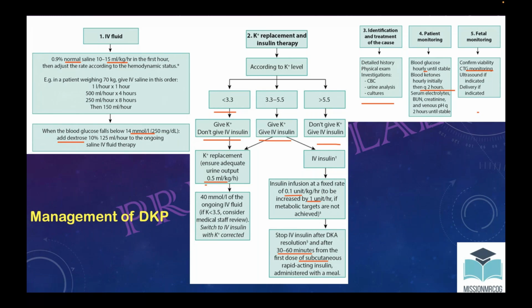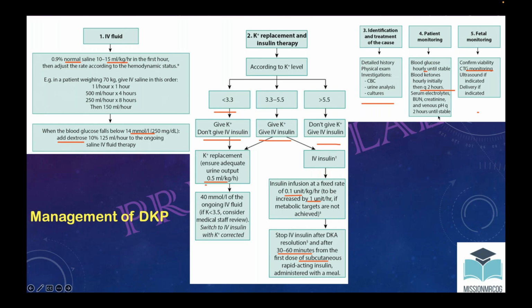Patient monitoring: blood glucose level every hour, ketone level first hourly, then 2 hourly. Apart from this, electrolytes and creatinine should be done frequently, every 2 hours, until stable. So blood glucose hourly till stable, ketones hourly initially then 2 hourly, and electrolytes 2 hourly till the patient is stable. So patient monitoring is done this way. The question is not coming from here.